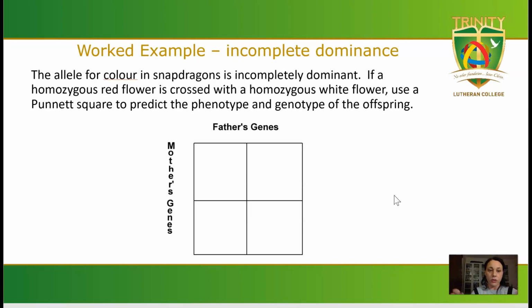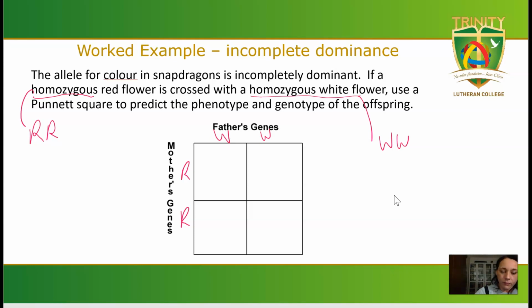Okay, so first we've got to do a little bit of vocab. We've got a homozygous red flower. Homozygous, homo meaning same, so I have two red alleles. And it's crossing with a homozygous white flower, so I have two white alleles. In a question like this, which one would I call the father and the mother? It doesn't actually matter where you put them, as long as in the end they all get included. So I'm going to put my white one up the top and my red one down the side. And I would end up with RW, RW, RW, RW.